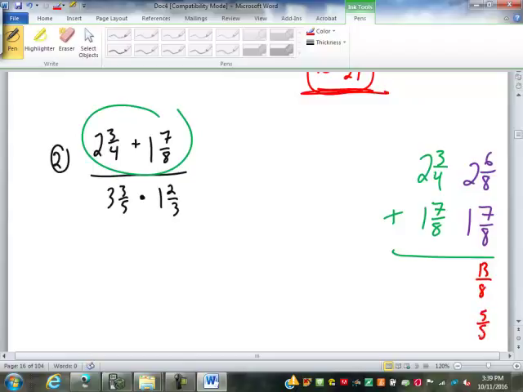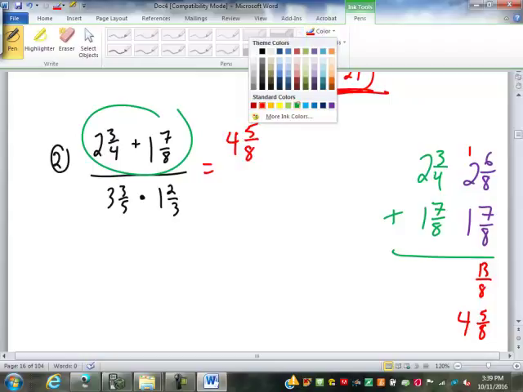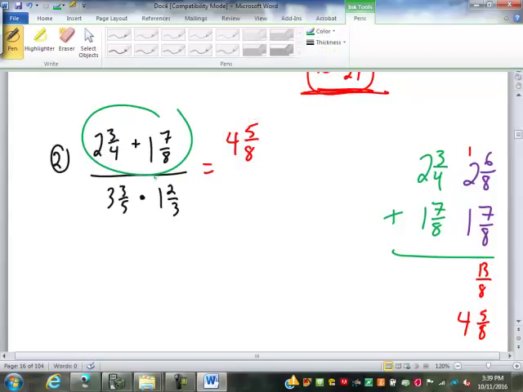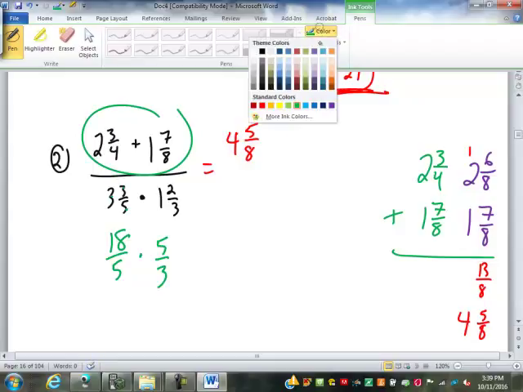So I'm going to keep my 5/8, carry the 1. 1 and 2 is 3, plus 1 is 4. So on top we have 4 5/8. On bottom, we're going to multiply 3 3/5 times 1 2/3. 3 3/5. 3 times 5 is 15, plus 3 is 18/5, making it improper. 1 2/3, 1 times 3 is 3, plus 2 is 5/3.